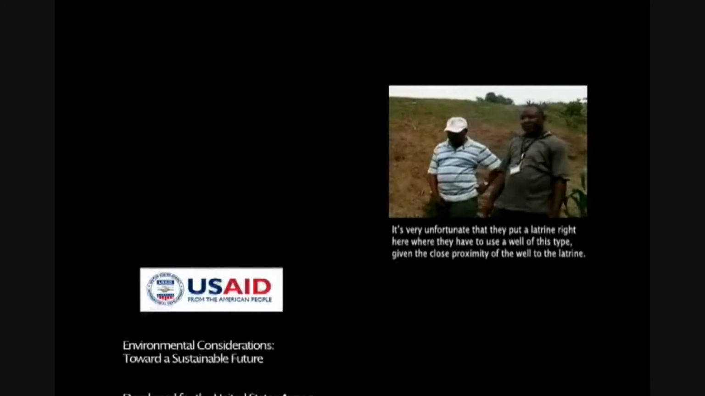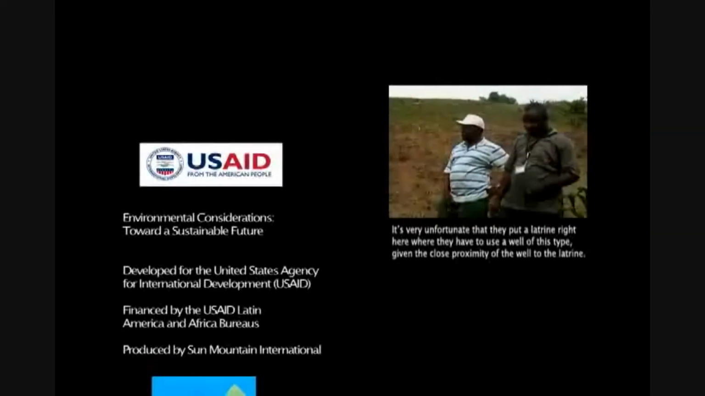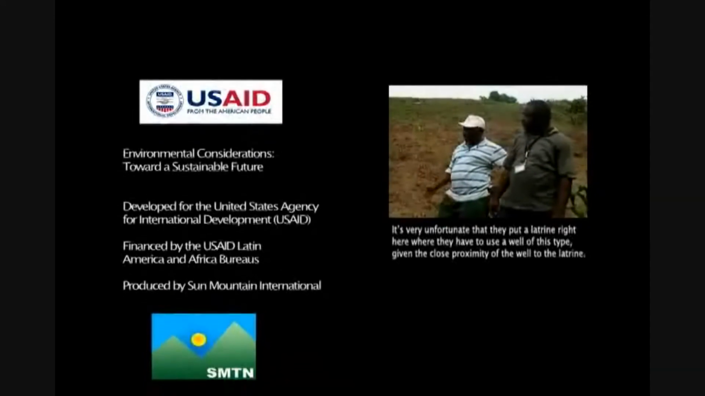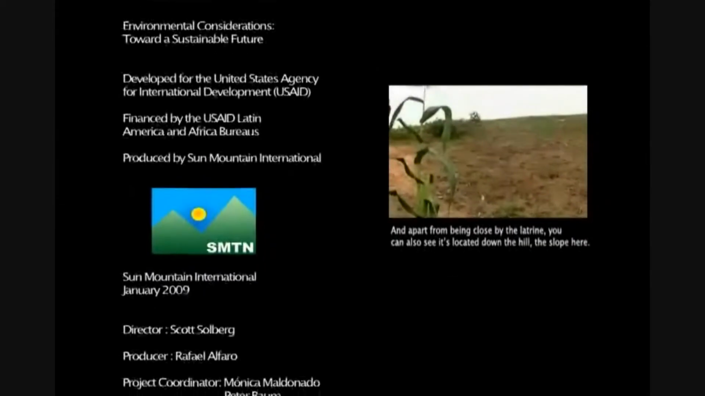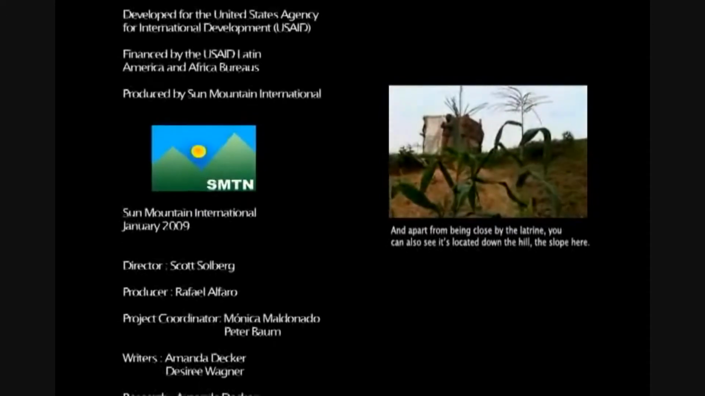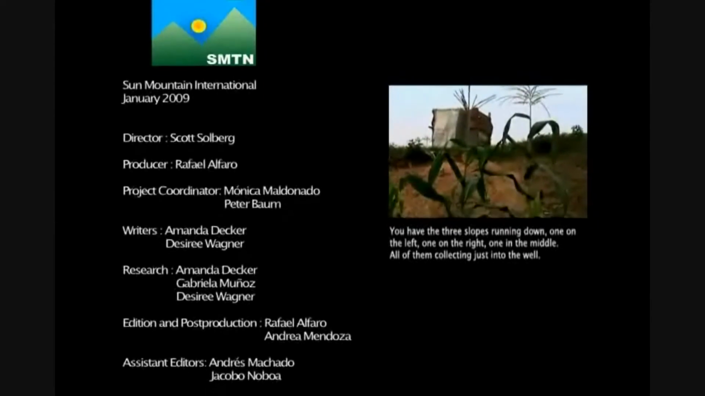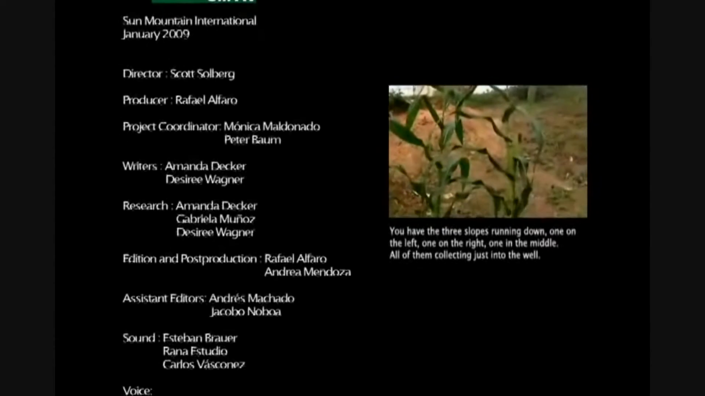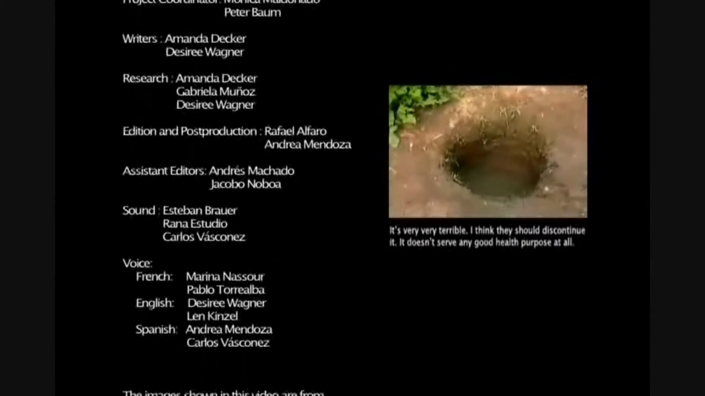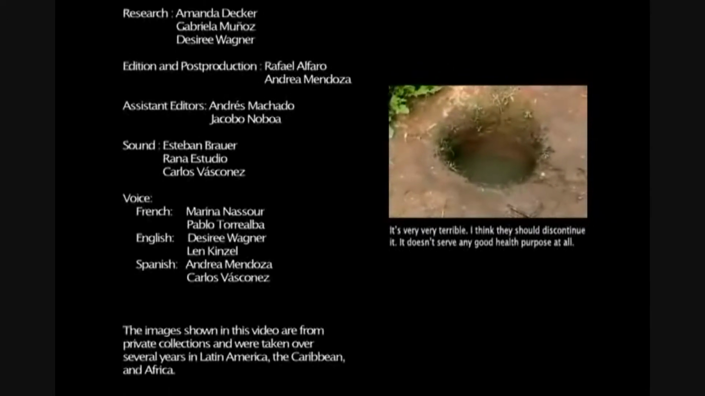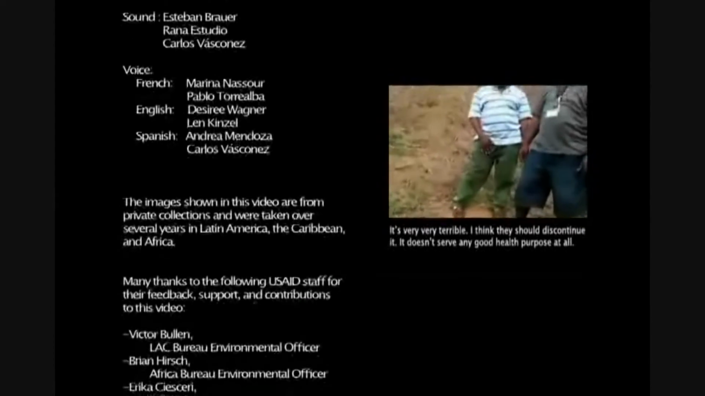It's very unfortunate that people that live around here will have to use a well of this type, given the close proximity of the well to the latrine. And apart from being exposed by the latrine, you can also see, it's located down the hill, it's sloping. You have 3 slopes running down, one on your left, one on the right, one in the middle. All of them collecting just into the latrine, into the well. It's very, very terrible. I think they should discontinue. It doesn't serve any good health purpose at all.